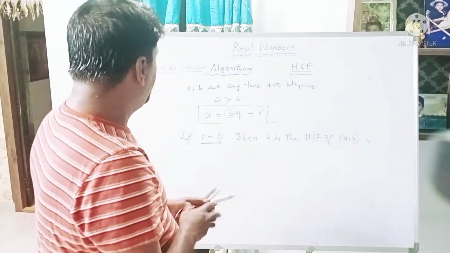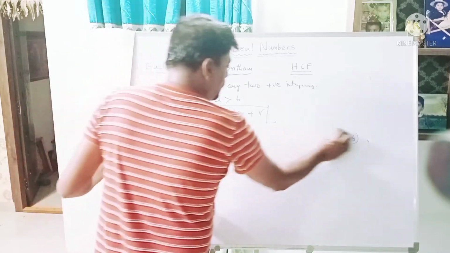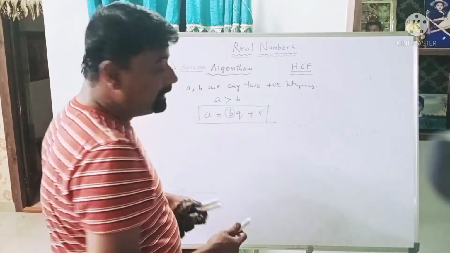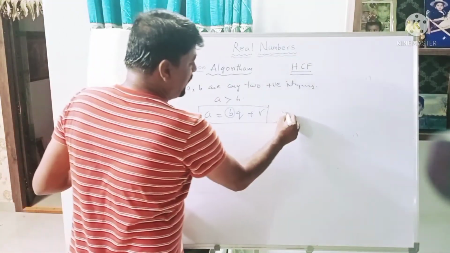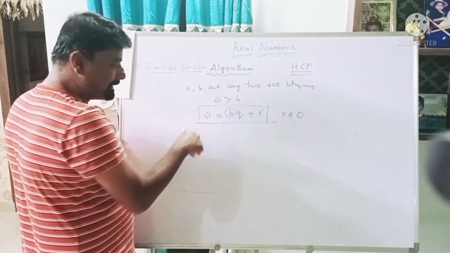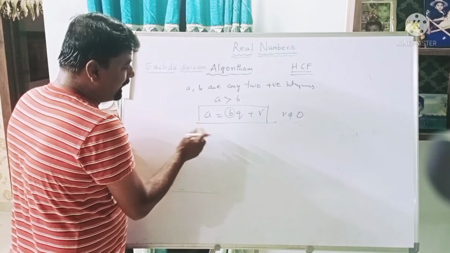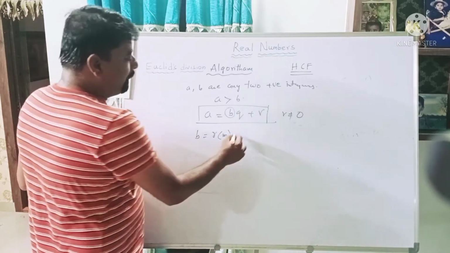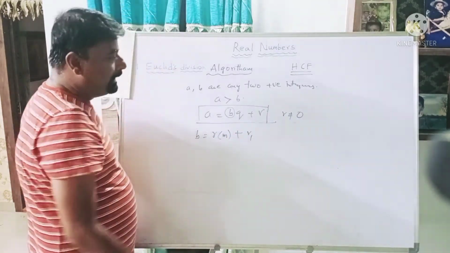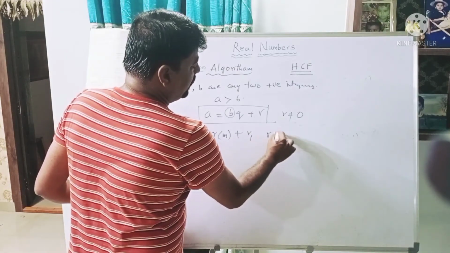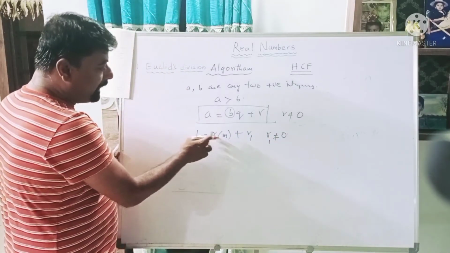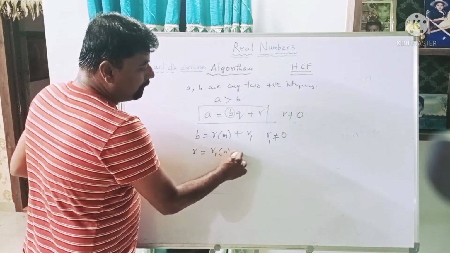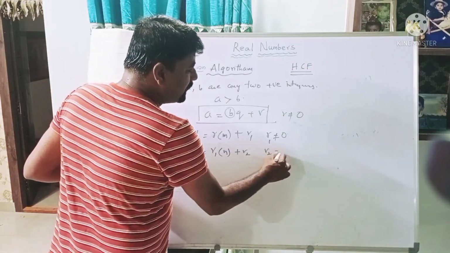So I will explain here. For example, here A is equal to BQ plus R, but here R is not equal to 0. Then in the next step, this B changes into A. B is equal to R into M plus another remainder, that is R1. In this step also, if R1 is not equal to 0, in the next step this R will change into A. So R is equal to R1 into N plus R2. Here if R2 is equal to 0.